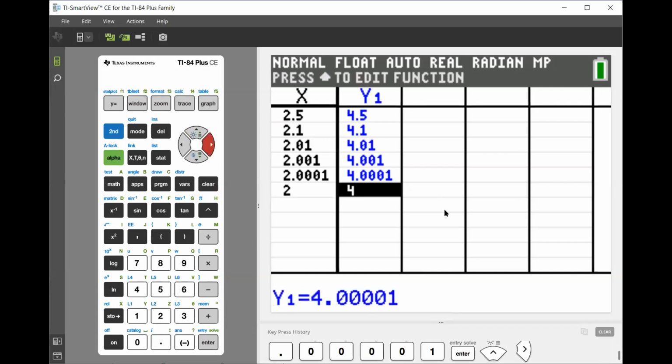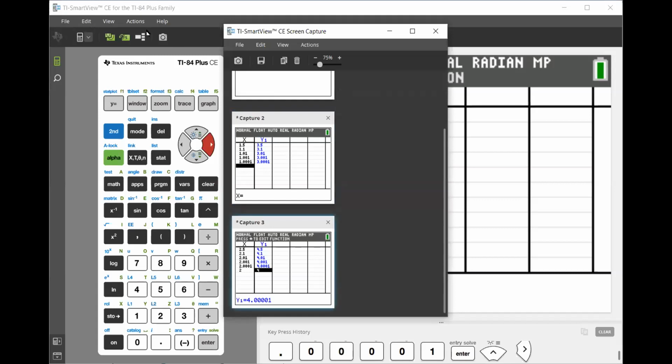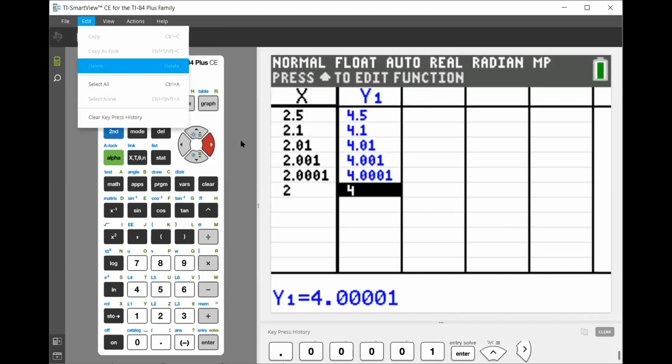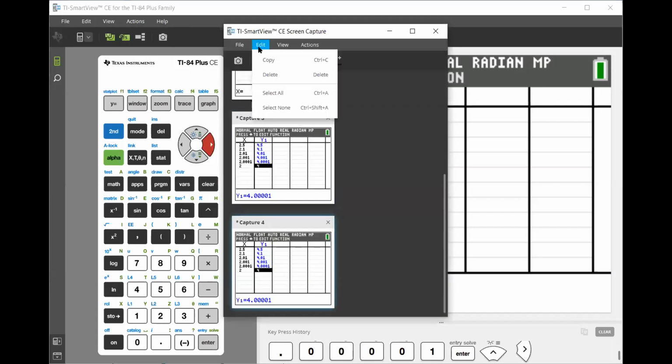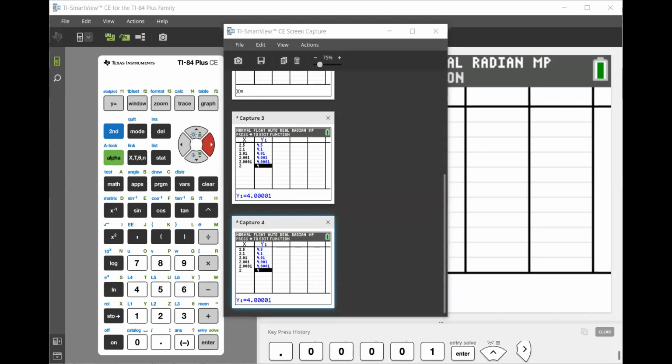And if you notice in the table, it looks like y equals 4. But if you highlight that, it's 4.0001. So it's not 4, but because of the fixed width of the column in my table, it rounds it to 4. All right, so get a picture of that, and remember to go back to our Word document.